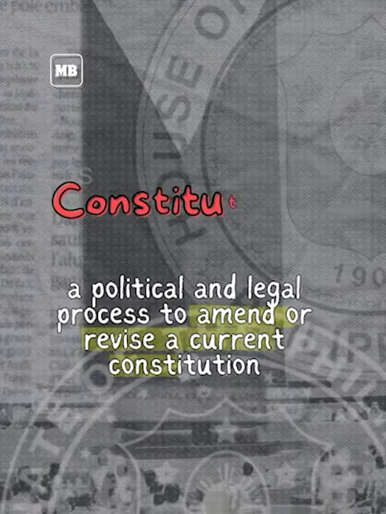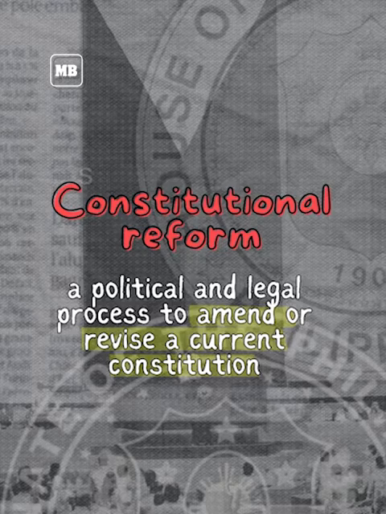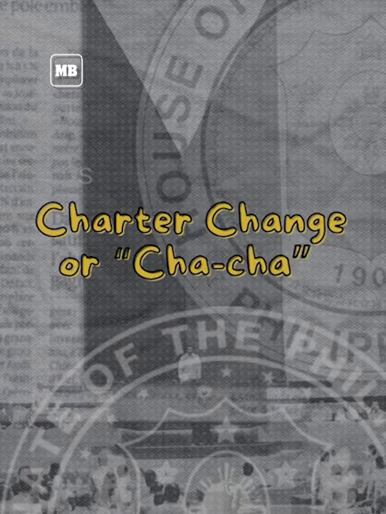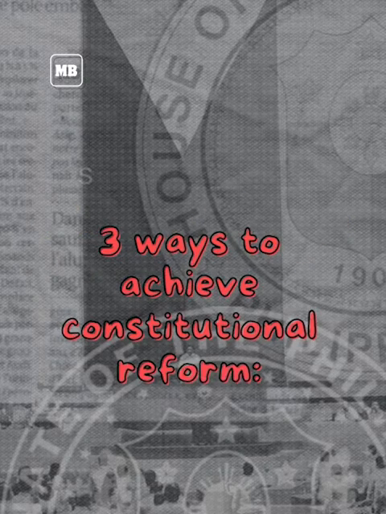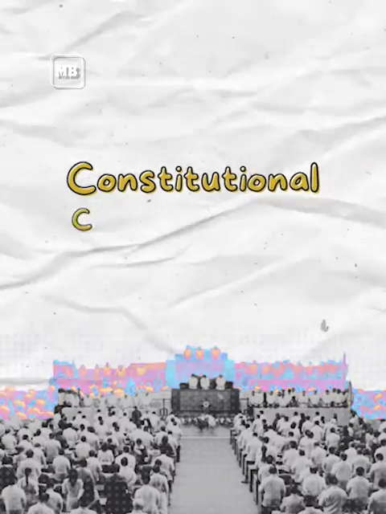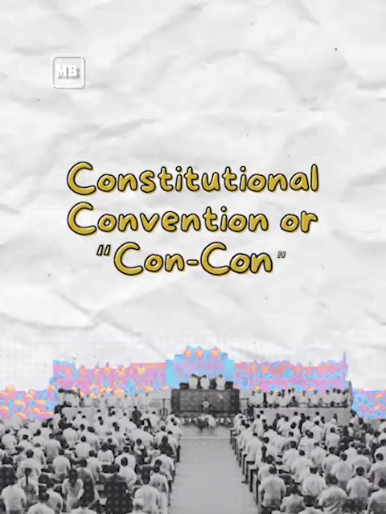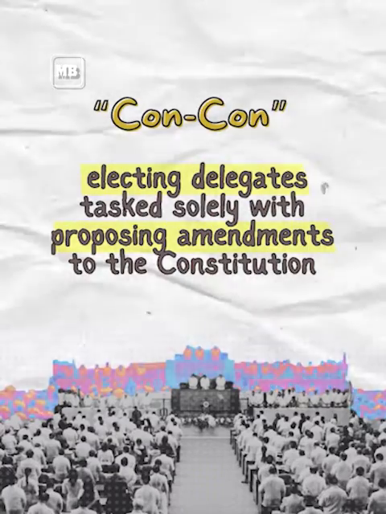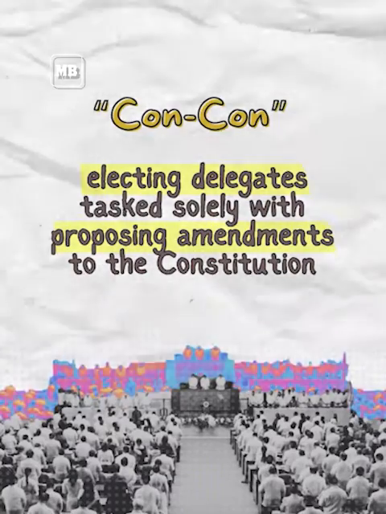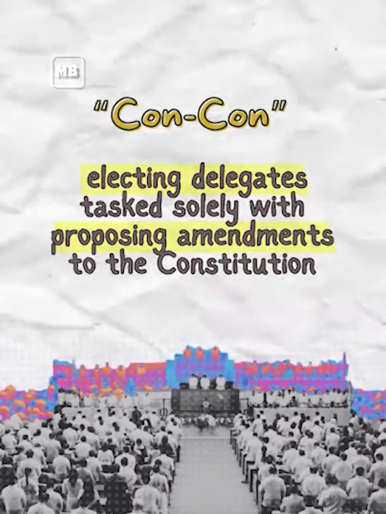A constitutional reform refers to a political and legal process to amend or revise a current constitution. It is also known as charter change or cha-cha, and there are three ways to achieve this constitutional reform. First, the Constitutional Convention or CONCON. This involves electing delegates tasked solely with proposing amendments to the Constitution. It is seen as more democratic but can be time-consuming and expensive.